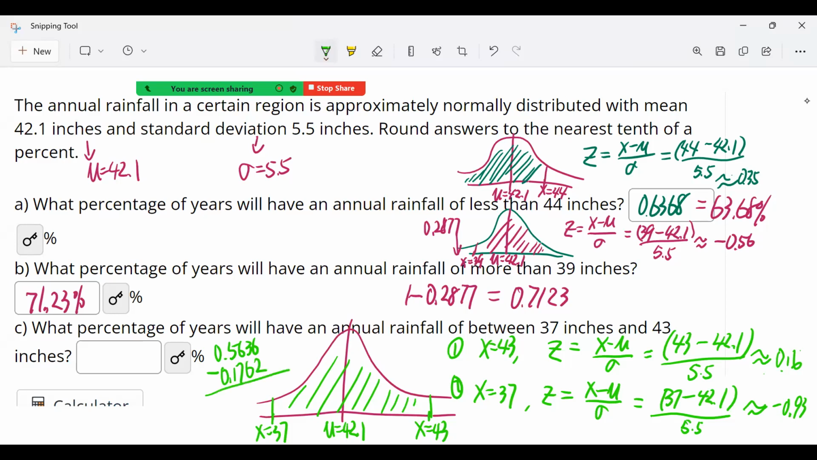And the difference is the answer, so it's going to be 4, and that's going to be 7, 8, 0.3874. So if you convert it to percentage, it will be 38.74%.